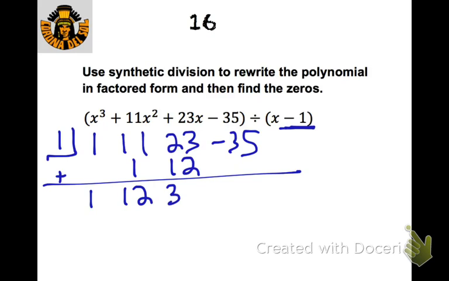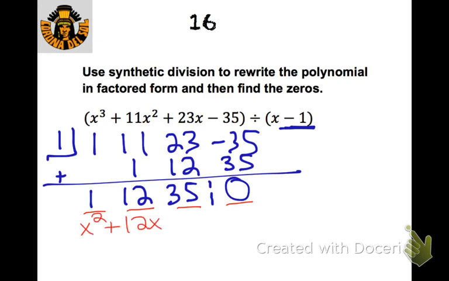23 plus 12, that's 35. 35 times 1, that's 35. And then we get a 0 remainder. So then we have this depressed polynomial here represented, and it's always remainder, constant, x to the first, x to the second. So that means this polynomial represented is x squared plus 12x plus 35.